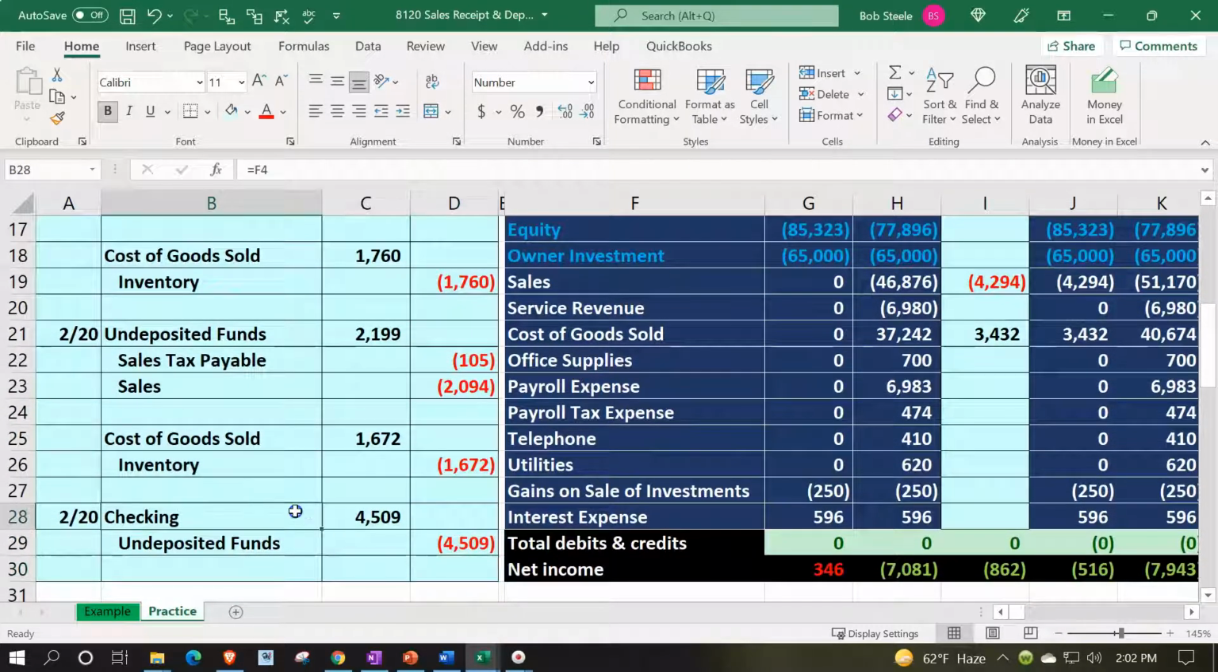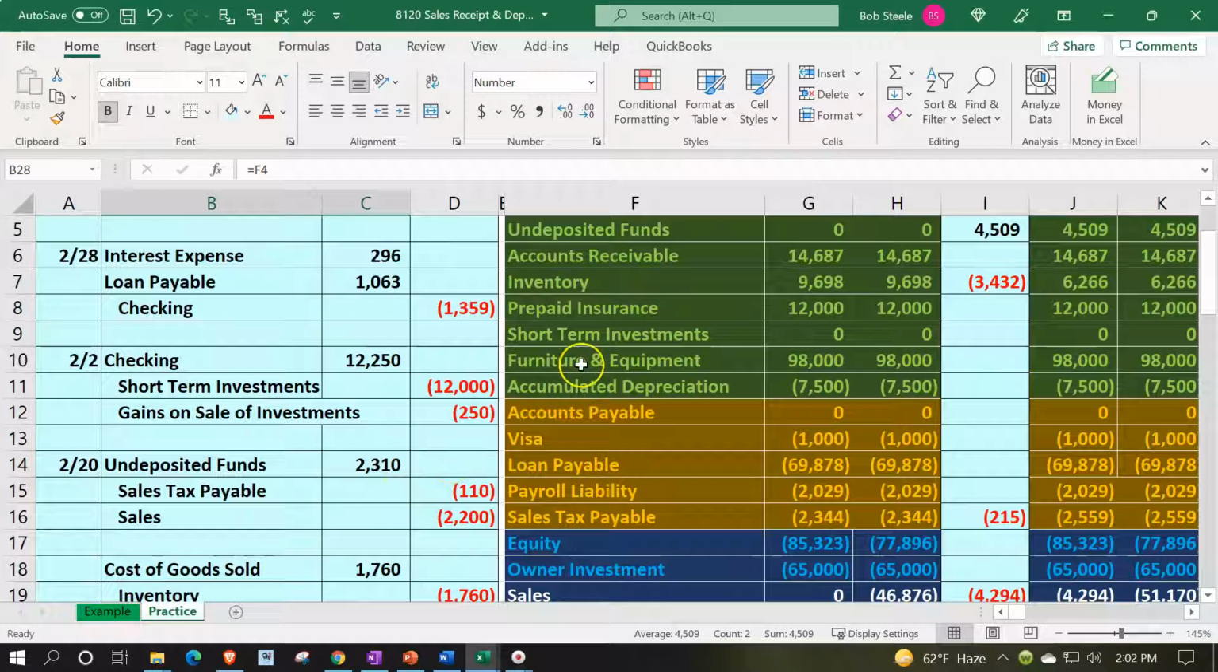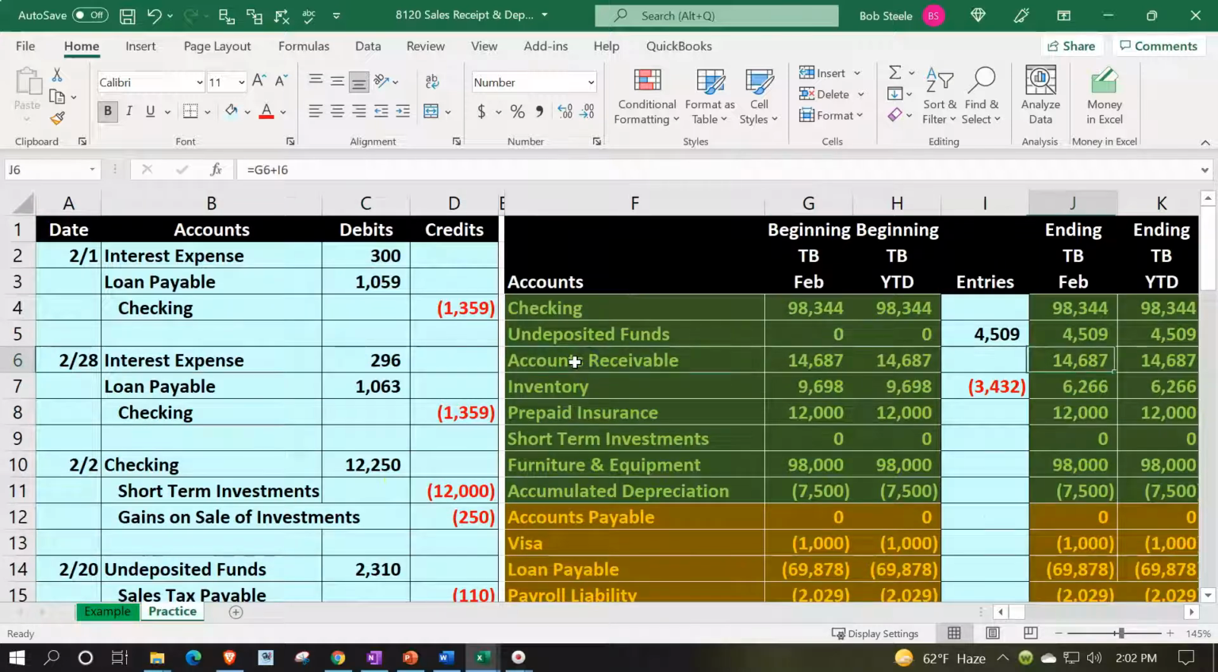Let's post it out. So I'm going to go to the checking account up top first. We'll go up to the good old checking account and check it out.